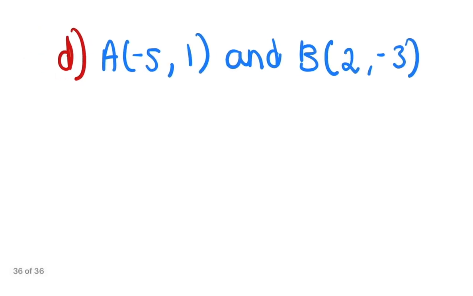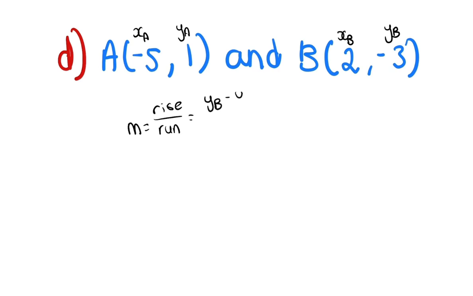So then let's go do another one here. So let's label. We've got XA and XB, and then we've got YA, YB. So we're doing the same thing. M equals rise over run, which equals YB take away YA, and then we have XB take away XA. And this just basically helps find that change. So here let's go -3 take away 1 over 2 take away -5.